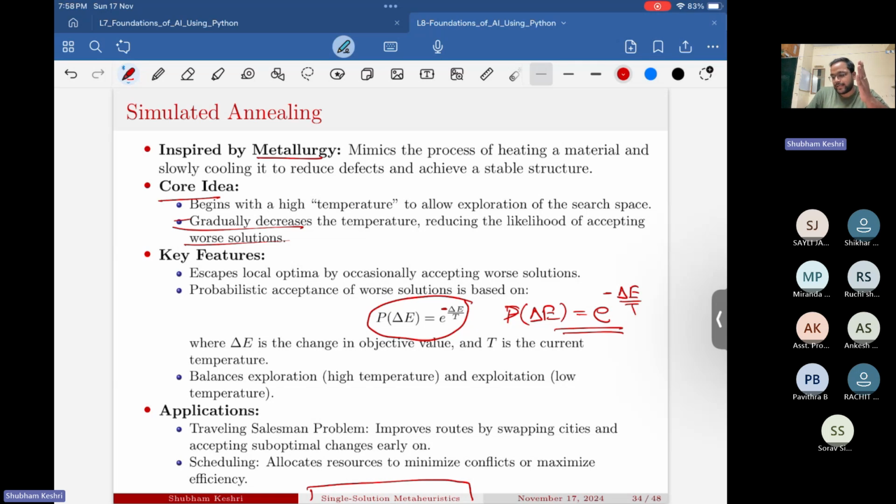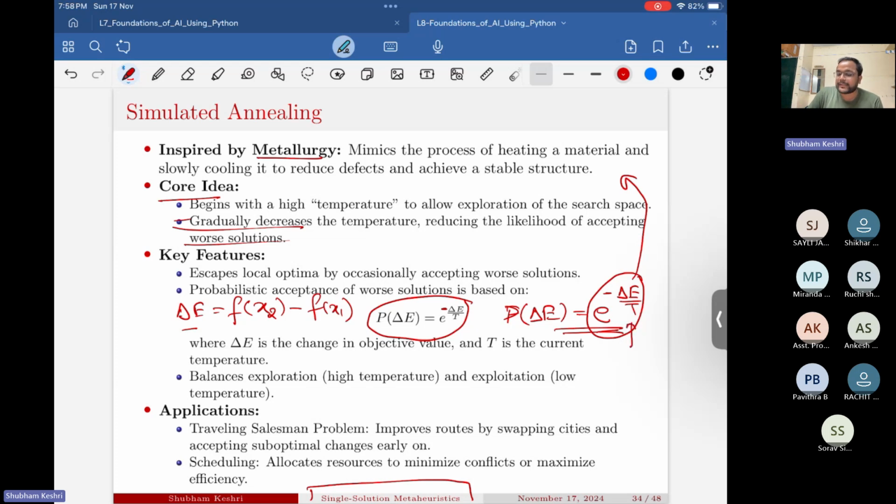I'll tell you what delta E is, and I'll tell you what T is. But this expression comes from the original process of annealing. When we do annealing in metal, this expression is there, so from there this expression has been picked. Now coming to what delta E is. Suppose we are at x1 and x2 is the neighbor. Delta E is the change in the objective function value.